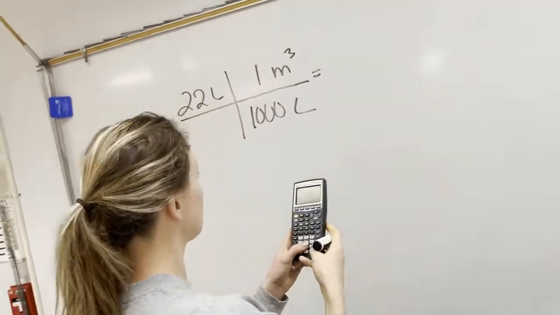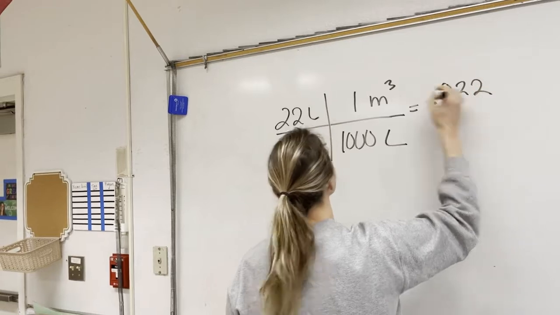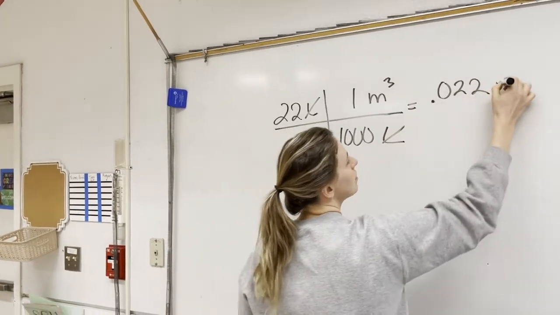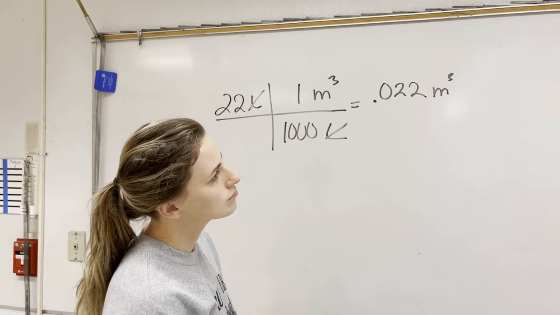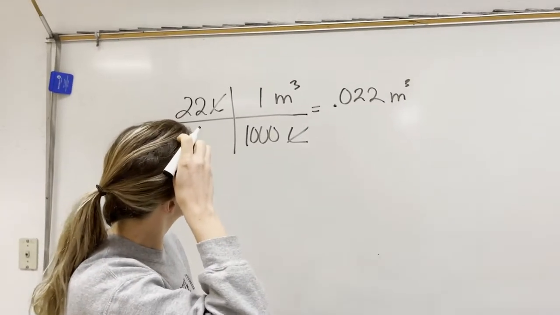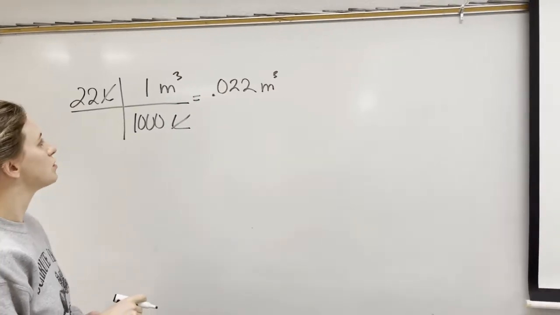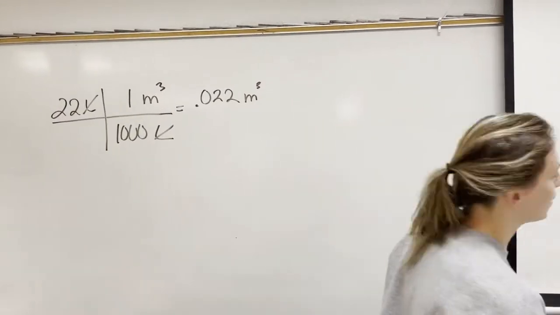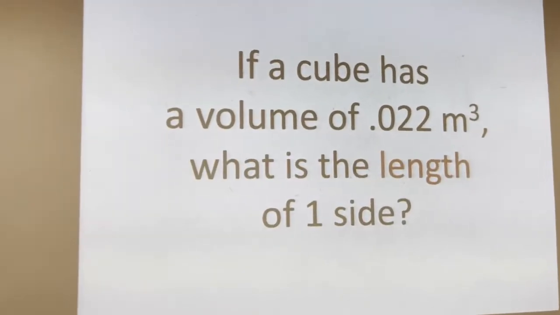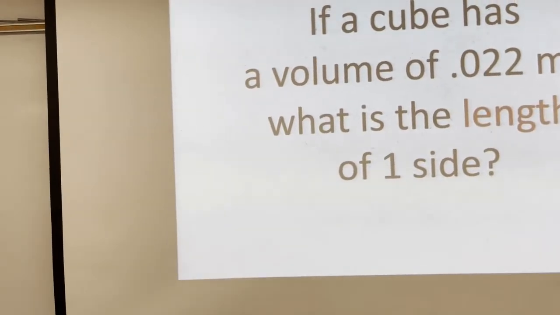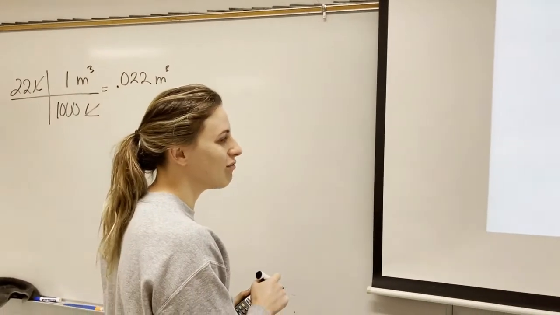All right, so I'm just gonna do 0.022 cubic meters. Okay, so 22 liters is 0.022 cubic meters, all right? If a cube has a volume of 0.022 cubic meters, oh, what a cute little cube. What is the length of one side?